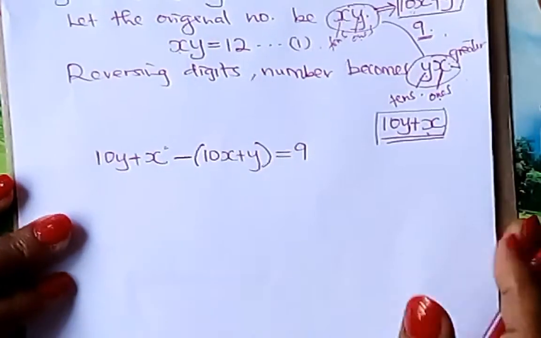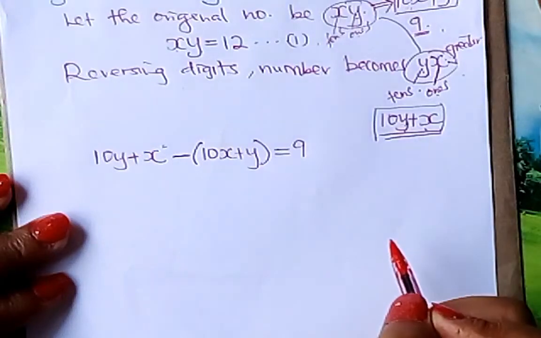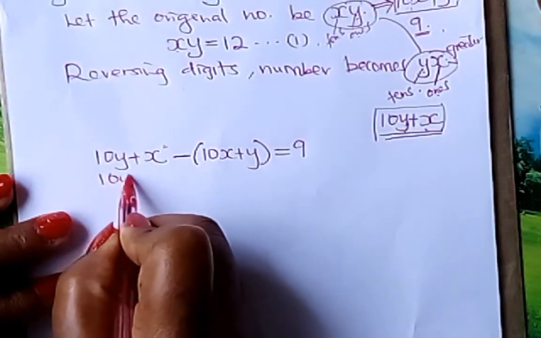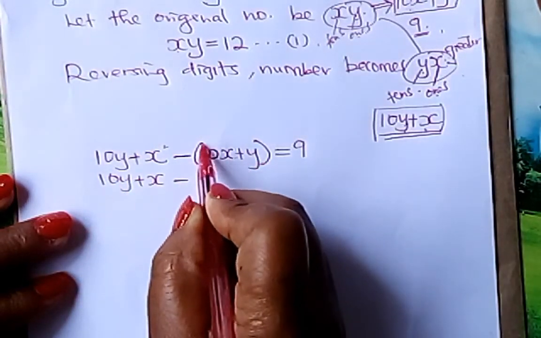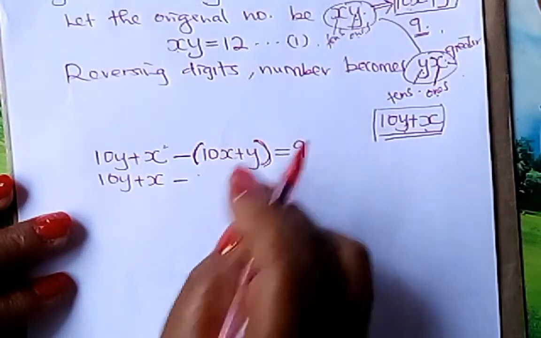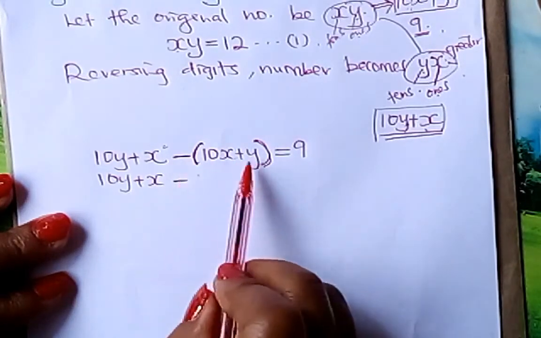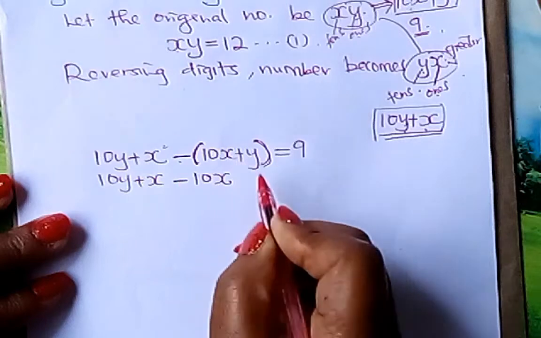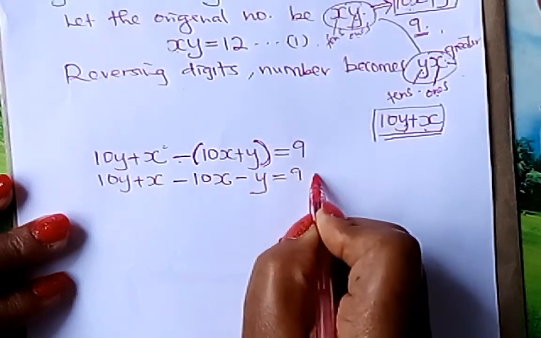I hope you've got that. We use the total values to show the difference. So this is 10y plus x minus, remove this bracket. The bracket is very important because we are subtracting the two terms of this total value. Then you remove it. So minus 10x. Minus times plus gives you minus y, is equal to 9.